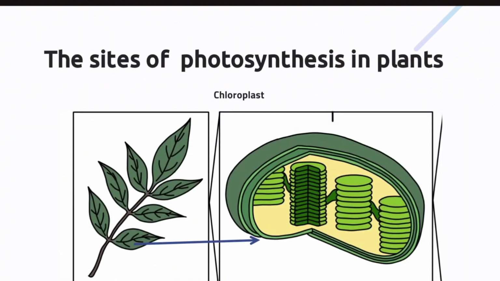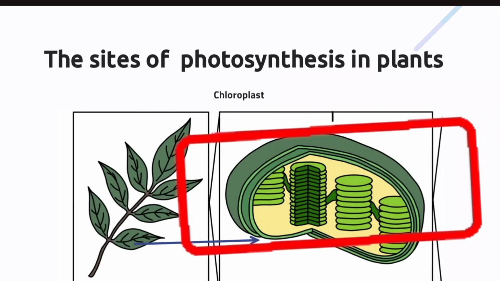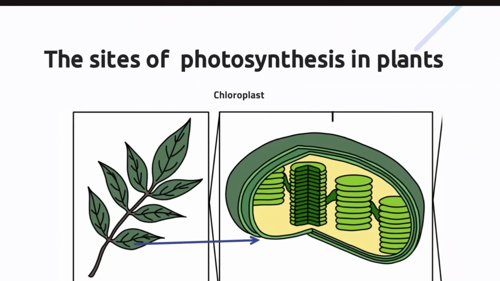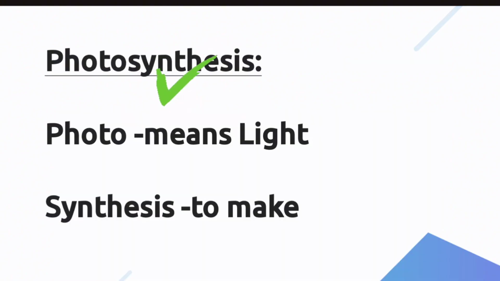The next is the site of photosynthesis in plants. The chloroplast is the main site of photosynthesis. So chloroplast is found on the surface of leaf. What is meant by photosynthesis? If you break down photosynthesis into two, photo means light. Synthesis means to make. Meaning photosynthesis is the process where plants make their own food using sunlight.